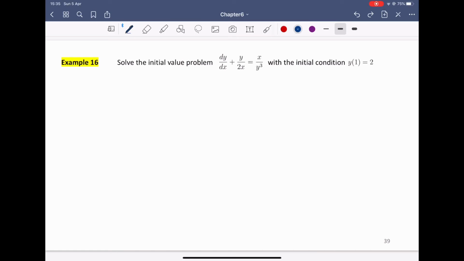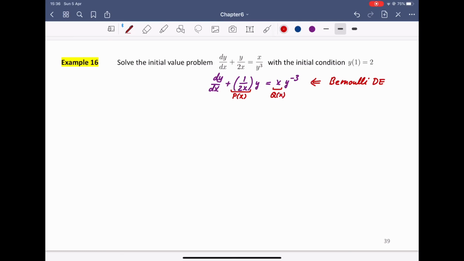Solve the initial value problem dy/dx plus y over 2x equal to x over y cubed, with the initial condition y(1) equal to 2. Let's simplify this first. So dy/dx plus 1 over 2x times y equal to x times y to the negative 3. I simplify to this form because I want to show you that this is a Bernoulli differential equation. You can see that our p(x) is 1 over 2x and our q(x) is just x.